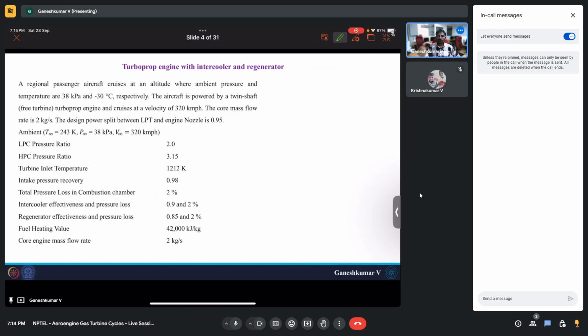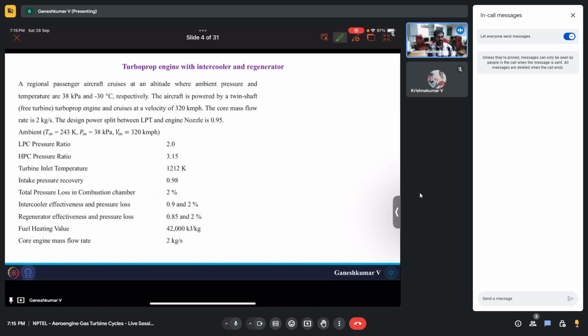Okay, and the core mass flow rate here is 2 kg per second, and the turboprop engine cruises at a velocity of 320 kilometer per hour, and the design power split between low pressure turbine and the engine nozzle is 0.95. I'm sure you must have known this design power split. We have discussed this in detail during the lectures, but anyway, we will go through those steps again. The ambient pressure and temperatures are given. The low pressure compressor pressure ratio is 2, and high pressure compressor pressure ratio is 3.5.